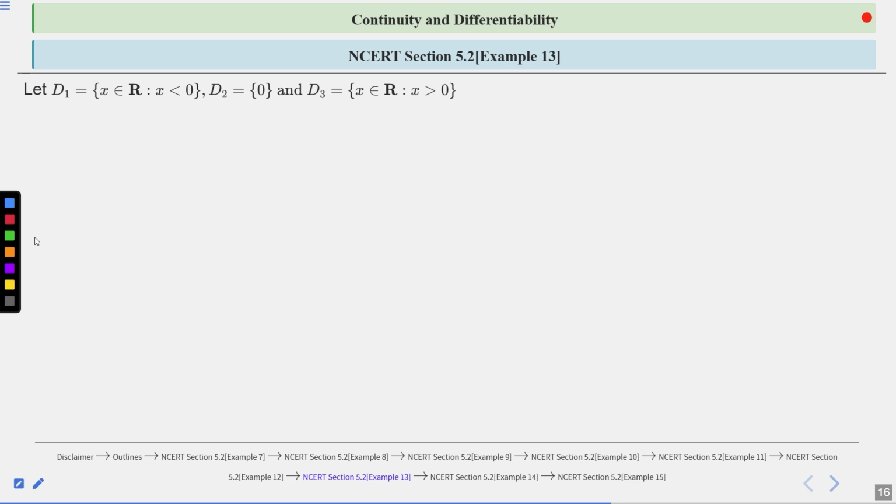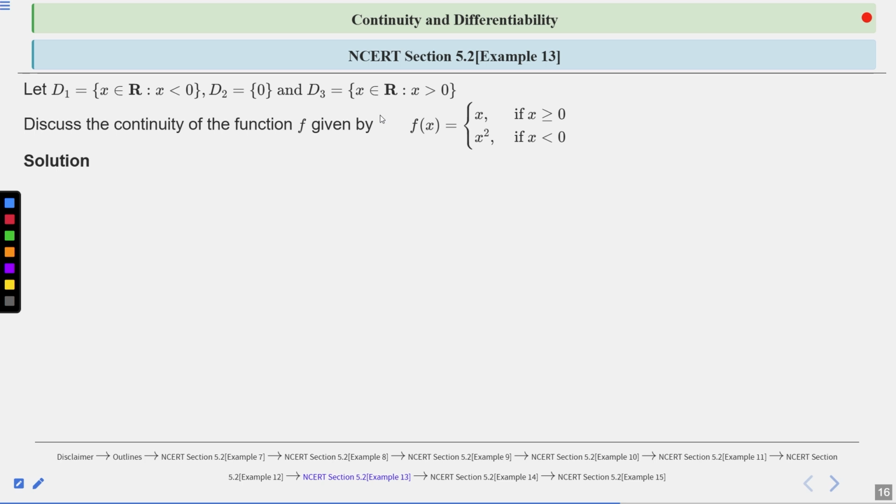So let domain D1 be x belongs to real numbers when x is less than 0, domain D2 is x equal to 0, and domain D3 is x belongs to real numbers when x is greater than 0, right? Now discuss the continuity. How can we discuss the continuity of the given function f(x) equal to x if x is greater than or equal to 0, and x square if x is less than 0? How can we define it?